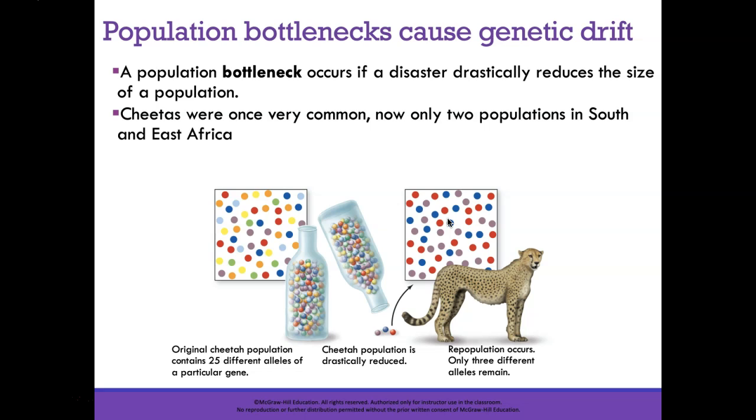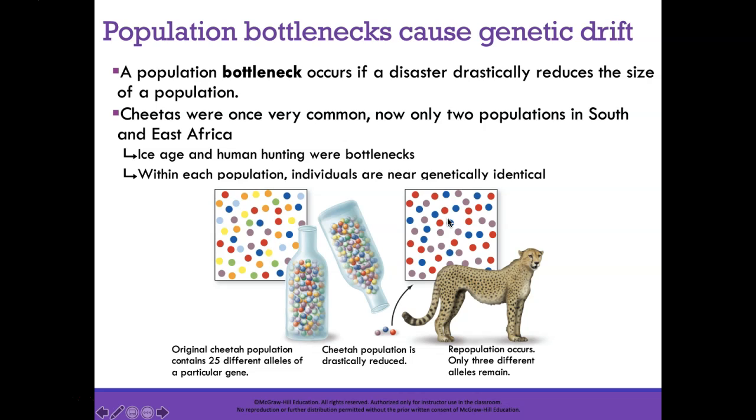Until 10,000 years ago, cheetahs were common in many areas around the planet. However, today there are only 2 isolated populations of cheetahs, one in South Africa and one in East Africa. And it's only a few thousand in each population. Between the Ice Age, about 10,000 years ago, and human hunting in the 1800s, we drastically reduced the diversity in the cheetah population. And now the only 2 populations in South and East Africa are very, very genetically related.